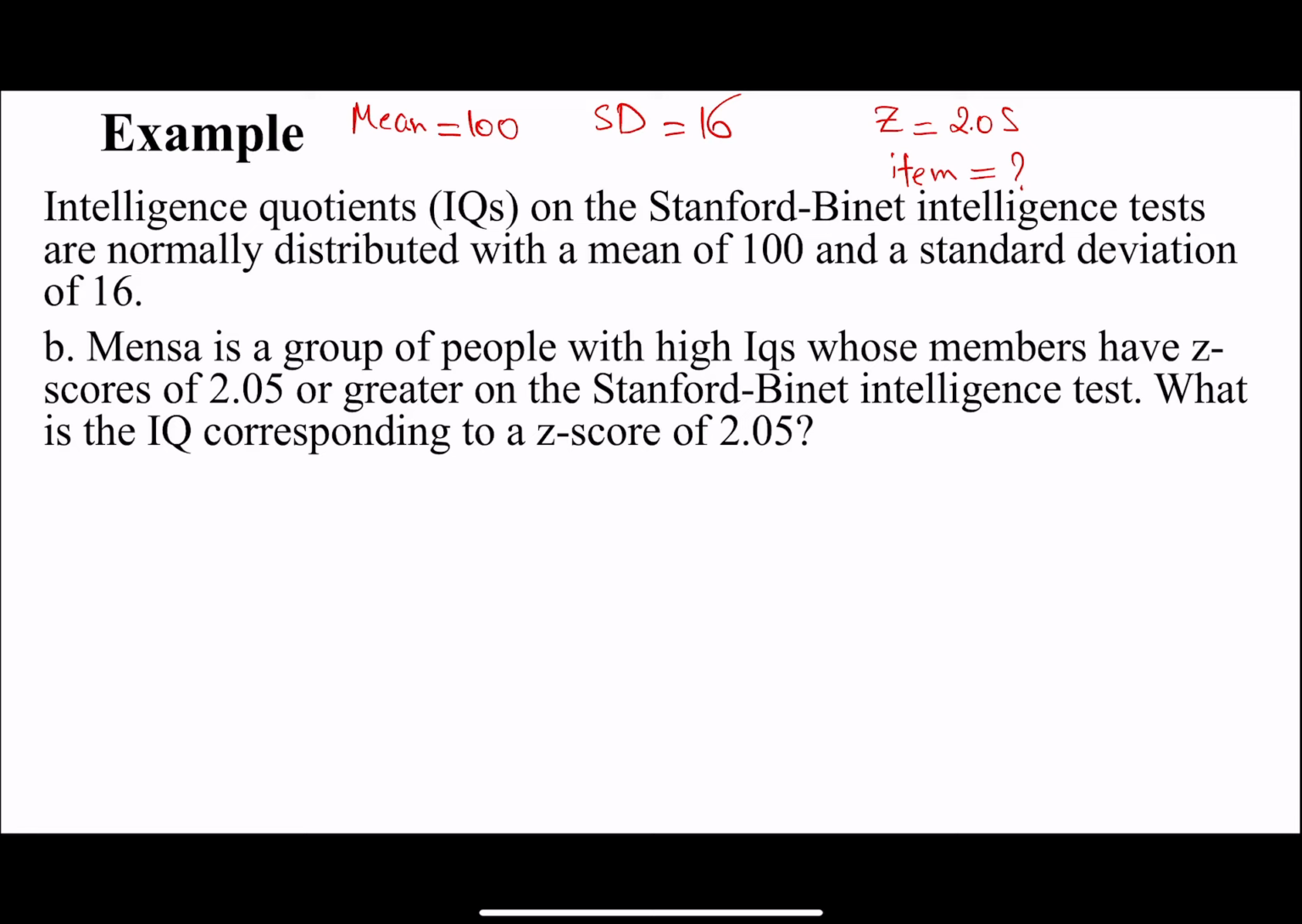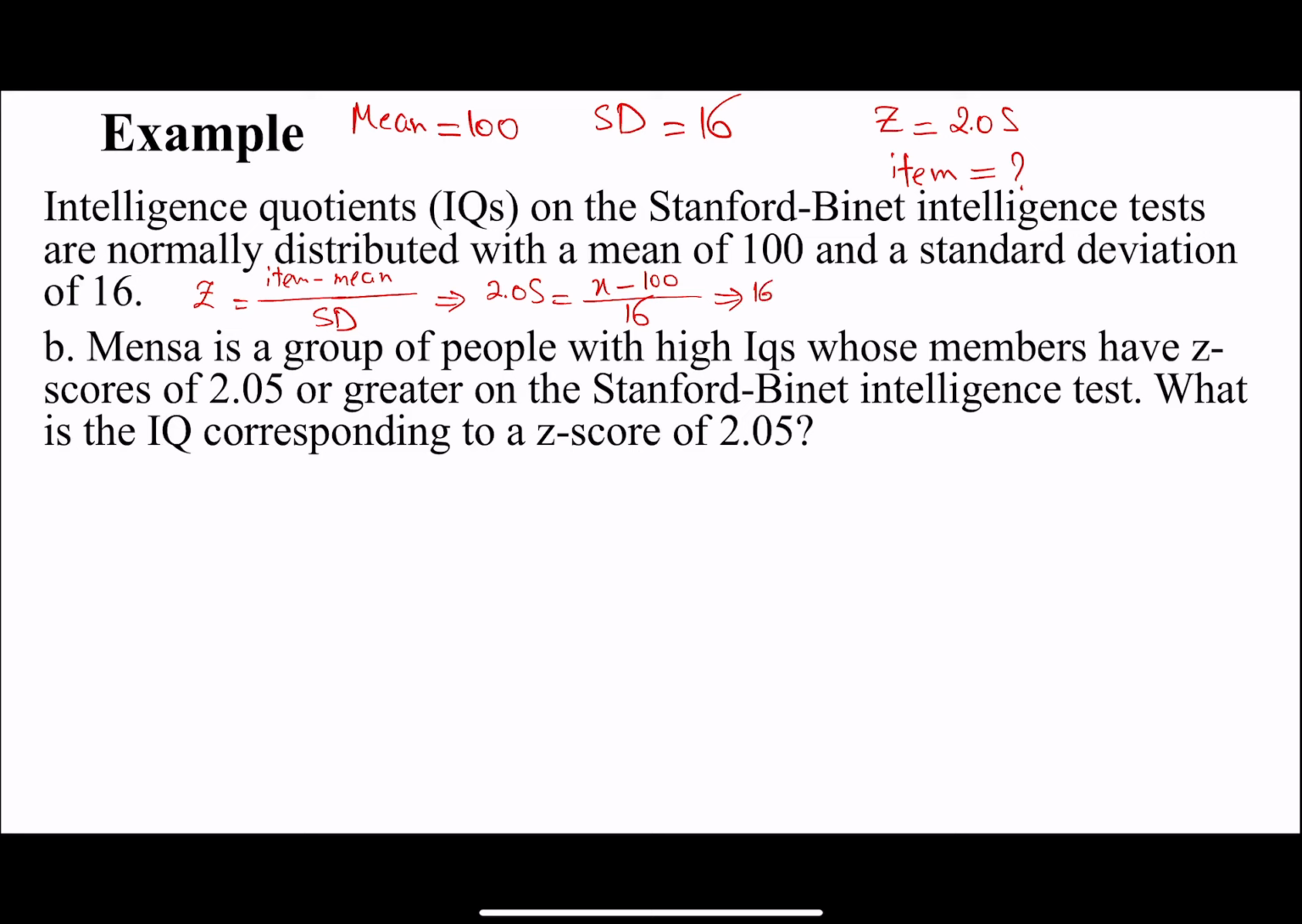Okay, I know that the z-score is the data item minus the mean value over the standard deviation. So the z-score here, 2.05, is equal to the data item, which is the unknown, so I call that x, minus the mean value 100, over the standard deviation 16. Again, x is your unknown. To find it, you need to keep it by itself on one side of the equation. So I need to get rid of the numbers around it. I multiply both sides of the equation by 16.